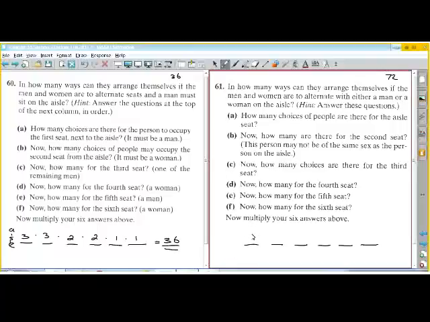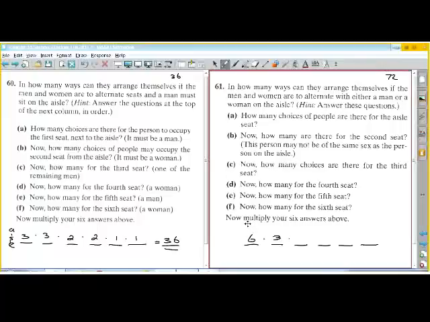So I'm going to do it a slightly different way. So I'm going to say when we choose the first person, there are going to be 6 people to choose from because I haven't decided whether it's a man or a woman yet. But once I've chosen that person, if it's a man, then the next one has to be a woman. If it's a woman, the next one has to be a man. So the next choice, there's going to be only 3 to choose from because I haven't chosen, say it's a man, I haven't chosen a woman yet, so all the women are left.